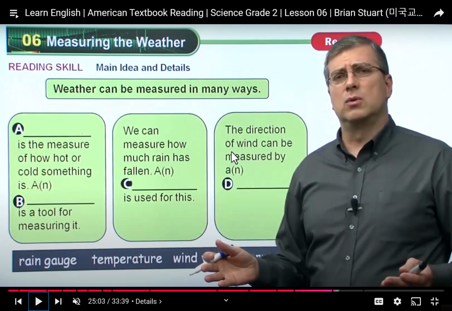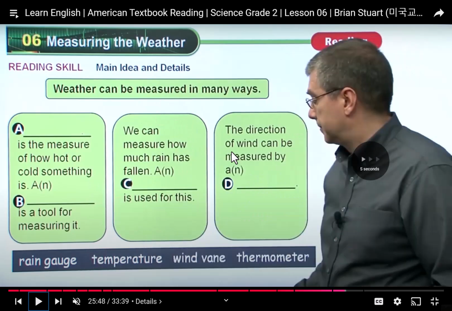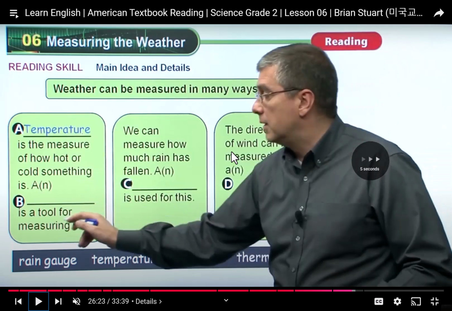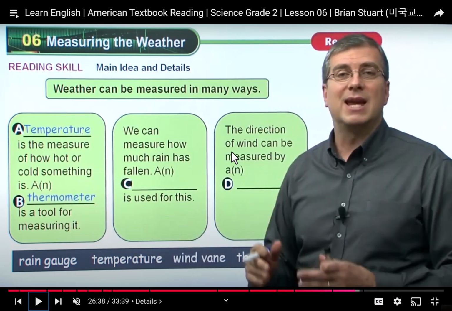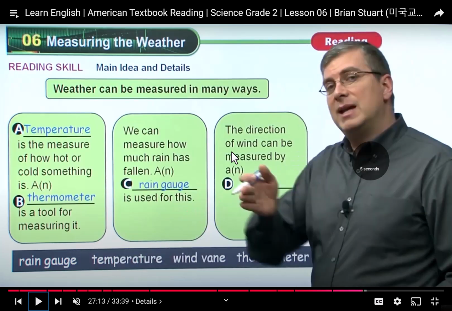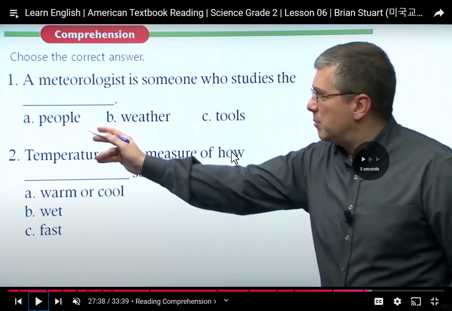So now let's do reading skill, main idea and details. Weather can be measured in many ways. Here we have A, B, C, D. It means we have to put the word in it. We have the words rain gauge, temperature, wind vane, and thermometer. So A, weather can be measured in many ways. Temperature is the measure of how hot or cold something is, and a thermometer is a tool for measuring it. We can measure how much rain has fallen. A rain gauge is used for this. The direction of wind can be measured by a wind vane. This is the correct answer.